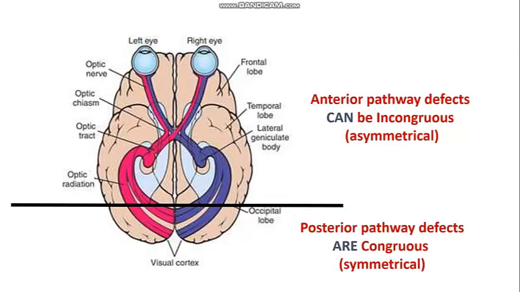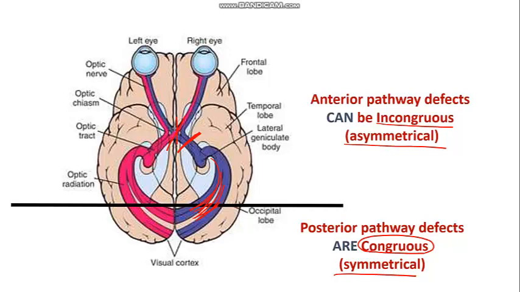Then it can also be divided into congruous and incongruous. The English word congruous means symmetrical defects, and incongruous means asymmetrical defects. In anterior pathway defects, meaning the optic chiasma or optic tract, the fibers are not joined together. As the fibers go behind, they become close enough, and if they become close enough, they produce symmetrical defects. Symmetrical defects can be homonymous or heteronymous. So both are different words. Homonymous versus heteronymous is one thing, and congruous versus incongruous is a different thing.